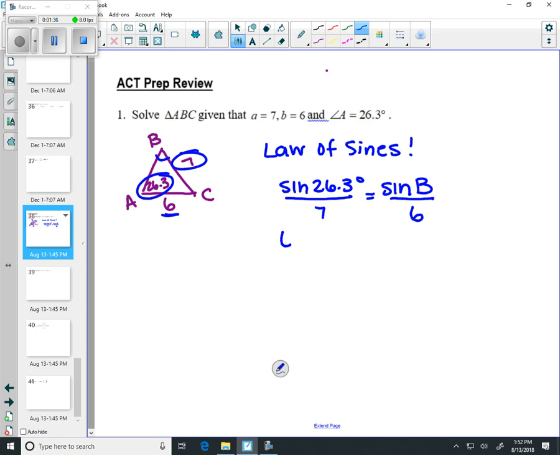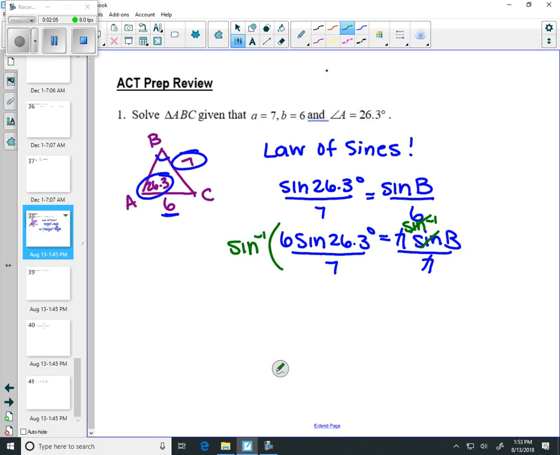So I'm going to cross multiply: 6 sine of 26.3 equals 7 times sine of B. Divide both sides by 7, and I'm not going to put that in my calculator yet. The way I'm going to get B all by itself is to take the inverse, and that cancels those. If you do this and you get a weird decimal, that's when you should be like, oh man, my calculator is in radians. I need degrees. So go ahead and put your calculator in degrees.